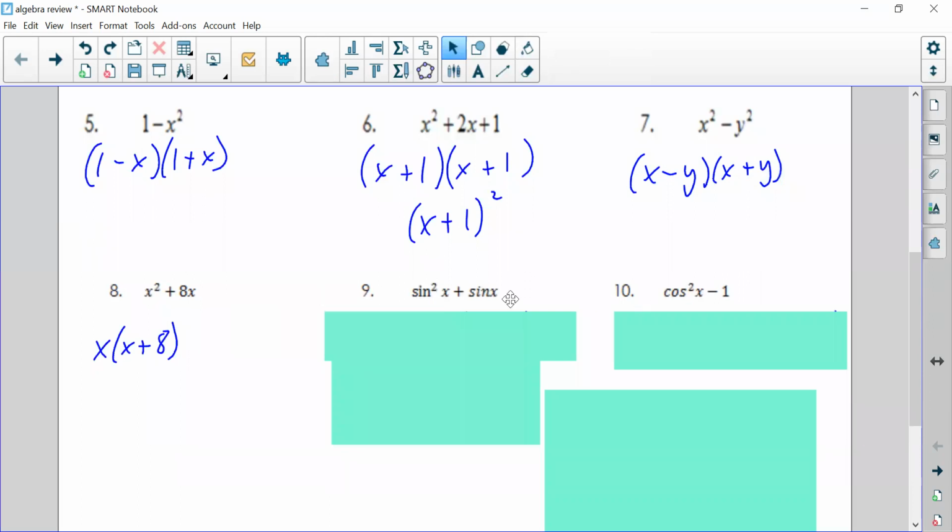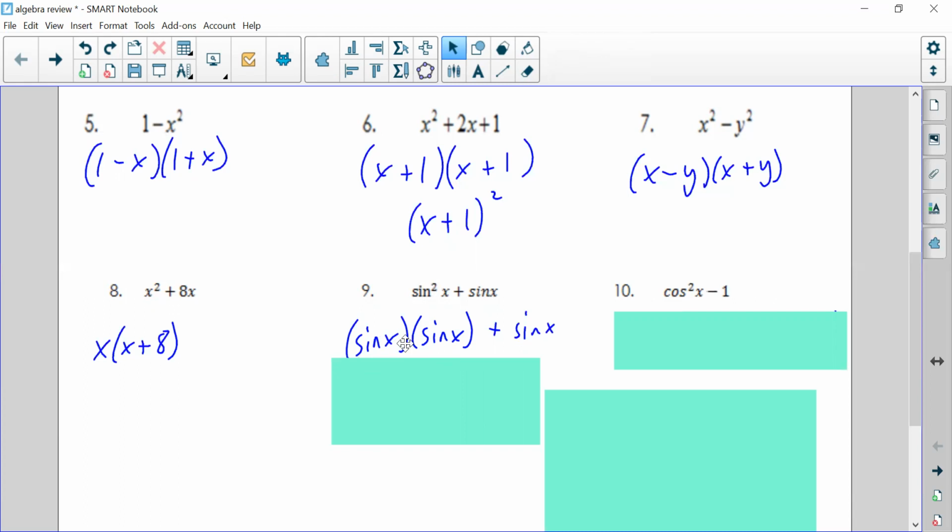How do you do 9 and 10? You still have to factor. Well, this is new notation, sine squared. What does sine squared of x mean? It means sine of x times sine of x. So sine squared of x is sine of x times sine of x. Don't say or think sine times sine. You have to think about the domain and say the domain every time.